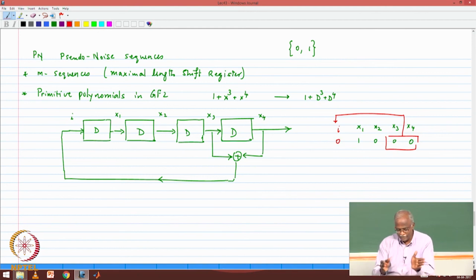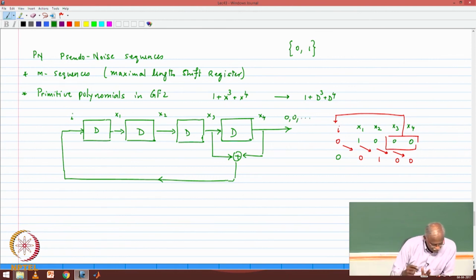At the first time instant I have initialized x1, x2, x3, x4, and that decides what the input I is. At the next clock cycle, all of these move to the right. So 0 moves to this position, 1 moves to this position, I have 0 and 0, so the exclusive OR of 0 and 0 comes here. Now you start to see the sequence. What is my output? This sequence. The first time instant it was 0, the next time instant it was 0, and then you can fill up the rest.